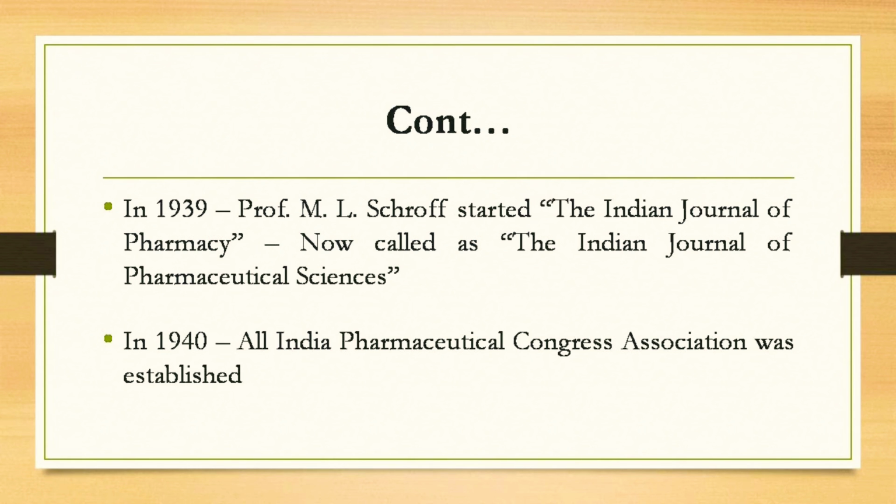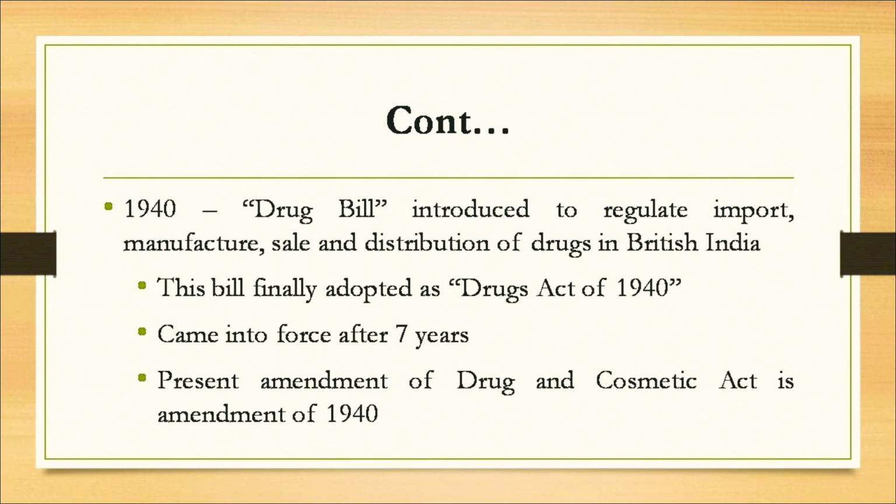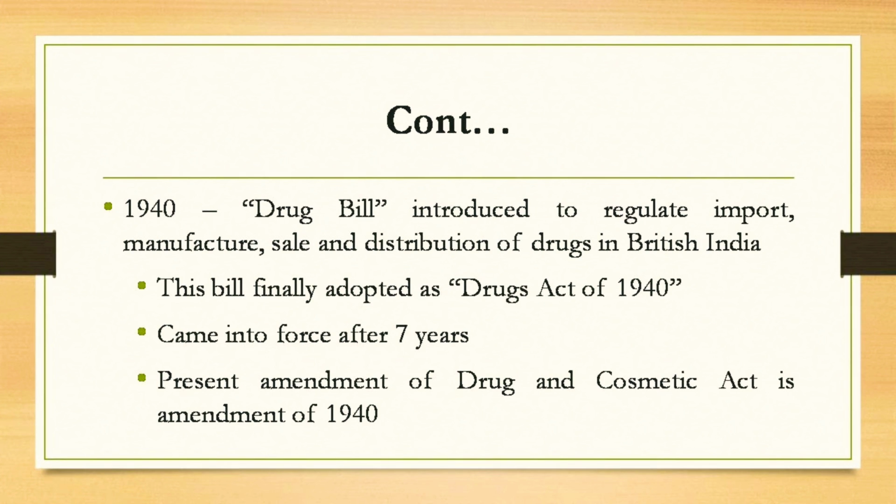After 1 year, in 1940, the All India Pharmaceutical Congress Association, AIPCA, was also established. Apart from AIPCA, in 1940, a drug bill was introduced to regulate particularly the import, manufacture, sale and distribution of drugs in British India.